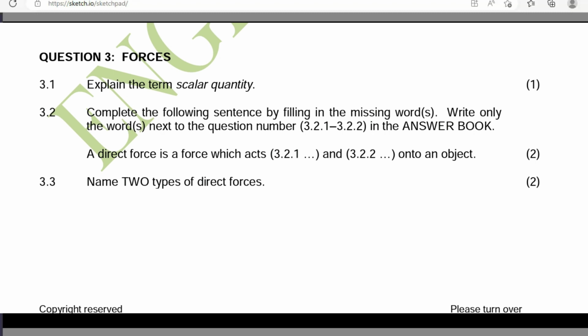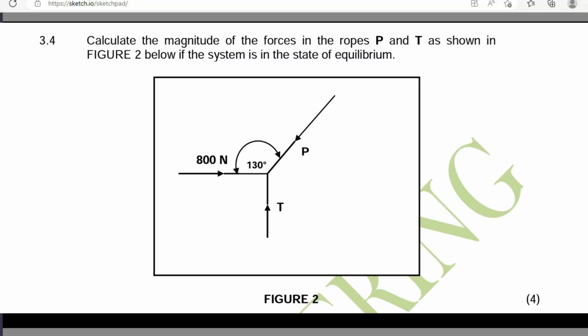So we move on. They say name two types of direct forces. The first one will be a pulling force and the second one will be a pushing force. So we are going to 3.4. They say calculate the magnitude of the forces in the ropes P and T as shown in figure 2 below if the system is in a state of equilibrium.